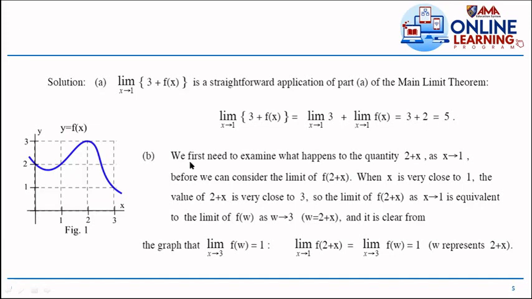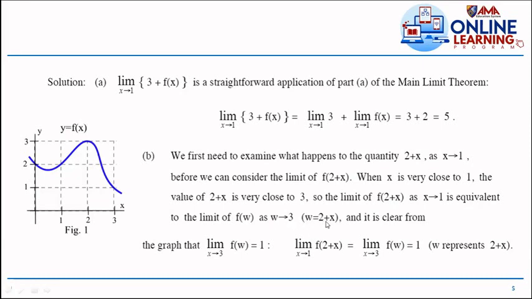Okay? Next, we have letter B ngayon. We first need to examine what happens to the quantity 2 plus x as x approaches to 1. Before we can consider the limit, the function f is equal to 2 plus x. When x is very close to 1, the value of 2 plus x is very close to 3. So the limit the function of 2 plus x as x approaches to 1 is equivalent to the limit of f of w as w approaches to 3.